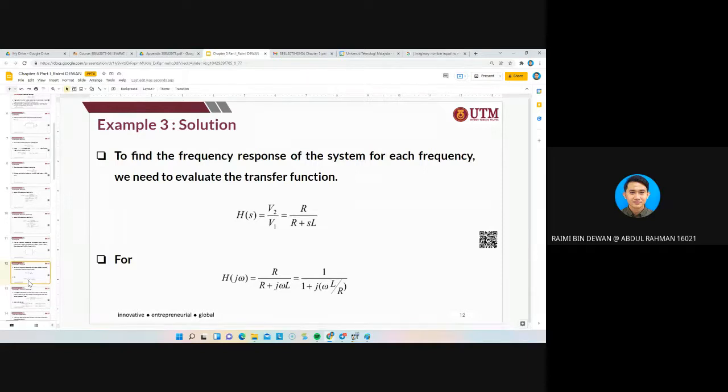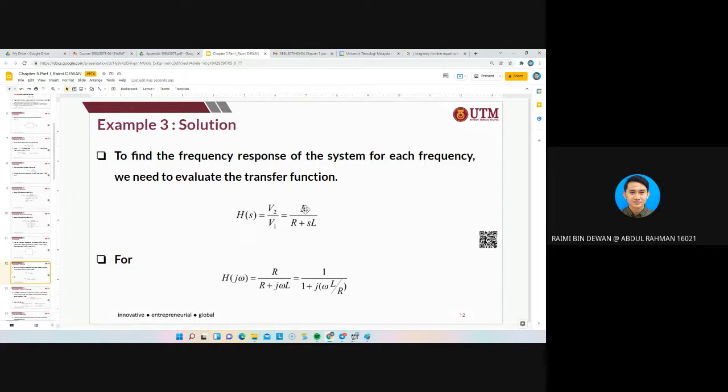Okay, the solution. By voltage divider first, to find the frequency response of the system for each frequency, we need to evaluate the transfer function. So you see V2 over V1. This R is actually coming from the voltage drop measured across V2, and this one is the total voltage. You know that this one is IR and this one is also IR because they are in series, so their current is the same. So we can omit the current factor and only leave the resistor, just like in the previous examples.